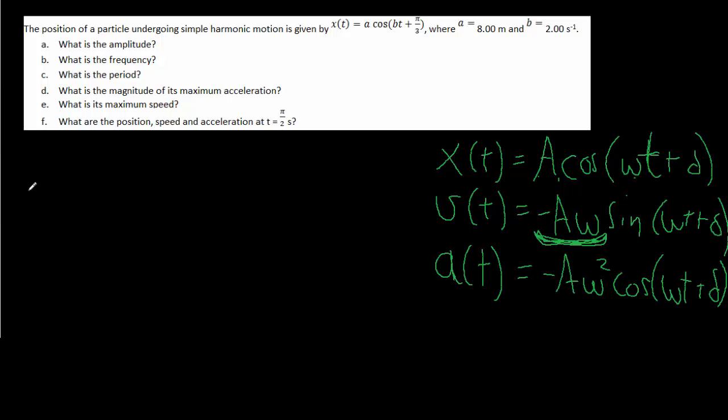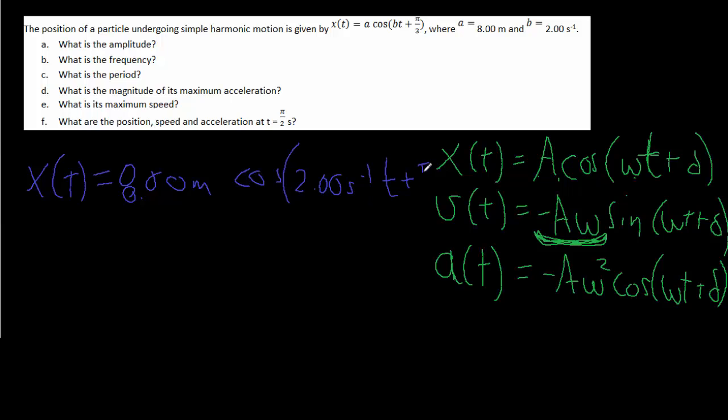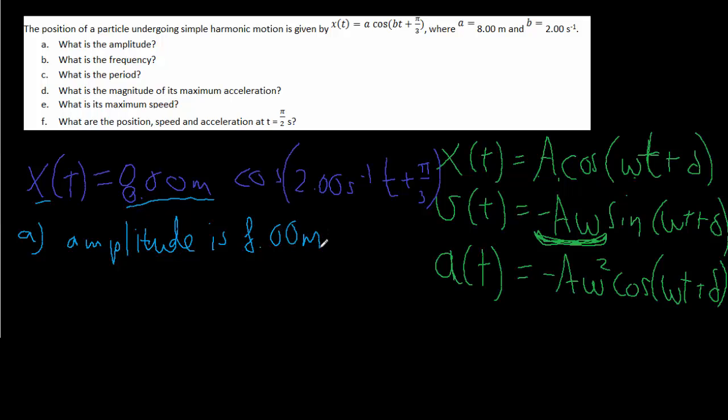Let's sub in the actual numbers so we can see it all together. Right, so then let's see. Part A is, what is the amplitude? Well, the amplitude is easy. If we're given the position function, we just look at the amplitude of the position function. That's just a simple read off, 8.00 meters. Done.